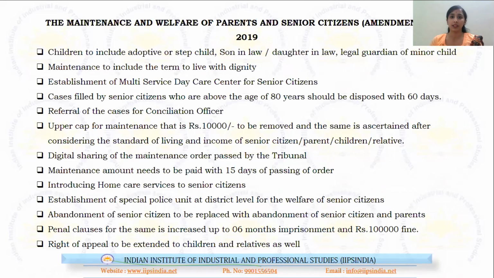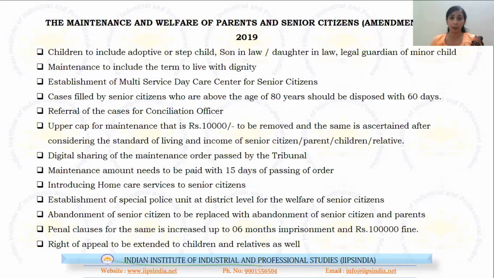Now we have the Maintenance and Welfare of Parents and Senior Citizens Amendment Bill of 2019, which is passed in the cabinet and is now pending before the standing committee for its review. Hopefully we will be getting this new Act very soon. So we'll look into some of the important changes which this law is going to make. The first thing is that it is going to broaden the definition of the term children, and it is going to include adoptive child, stepchild, daughter-in-law, son-in-law, and legal guardian of the minor child. So all these people will be brought under the definition of the term children.